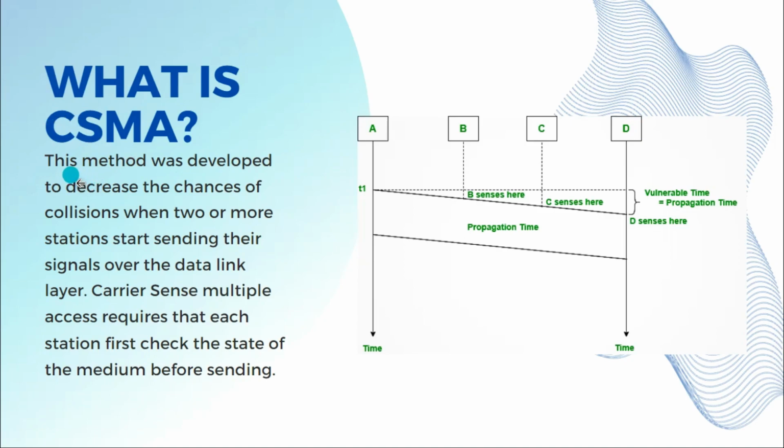This method was developed to decrease the chances of collision. Why did they develop it? Because this method wants to decrease the collision during the transmission of the data packet.